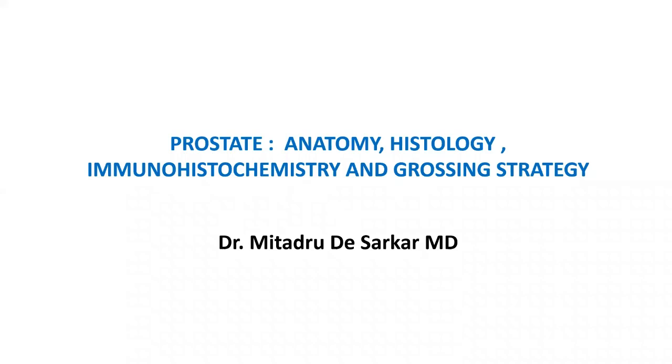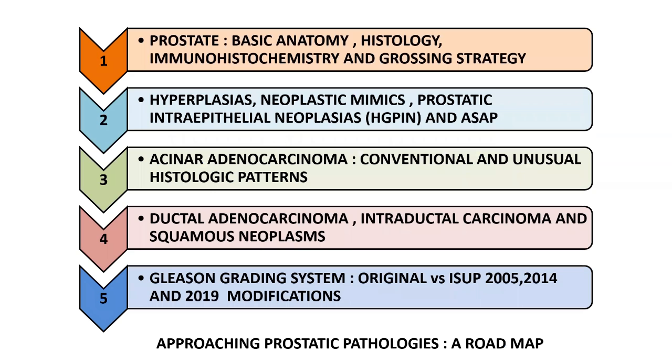Hello, and welcome to this introductory discussion on prostate. This is the first of a 5-series discussion, 5-chapter discussion that we shall have on prostatic pathologies. The order of discussion being the first topic, which is basic anatomy, histology, immunohistochemistry, and the grossing strategies of radical prostatectomy specimens. Following which, in the next lecture, we shall move on to the various hyperplasias, the pseudo-neoplastic entities, and the prostatic intraepithelial neoplasias, along with atypical small acinar proliferations.